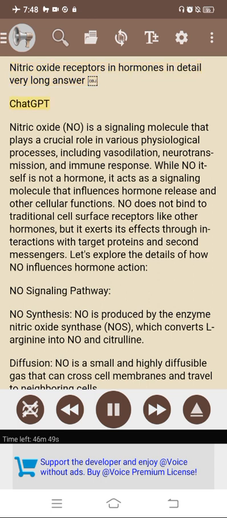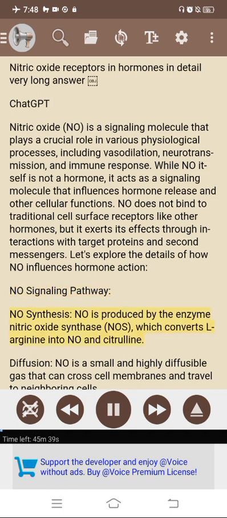Very long answer. ChatGPT. Nitric oxide (NO) is a signaling molecule that plays a crucial role in various physiological processes, including vasodilation, neurotransmission, and immune response. While NO itself is not a hormone, it acts as a signaling molecule that influences hormone release and other cellular functions. NO does not bind to traditional cell surface receptors like other hormones, but it exerts its effects through interactions with target proteins and second messengers. Let's explore the details of how NO influences hormone action.